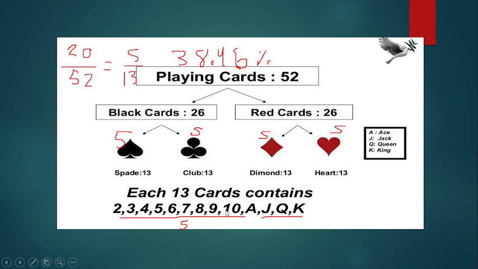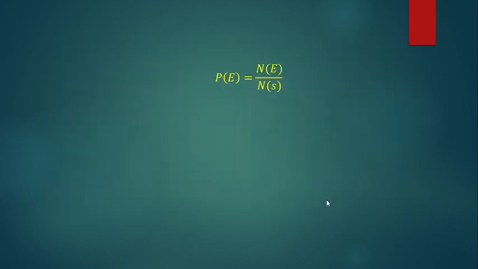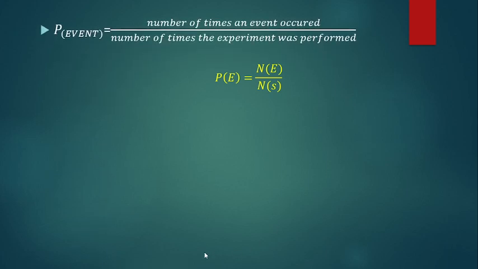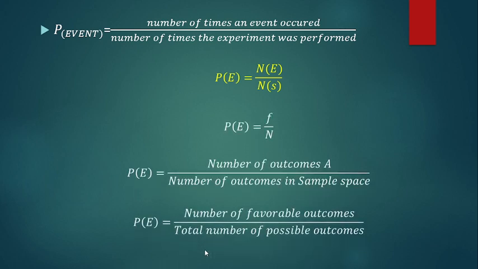Now, as we recall, these are the formulas that I have shown you with regards to probability. From the highlighted one, the probability of an event is equal to the number of events all over the number of sample space. Probably you could see the other formulas on the internet, but please remember this formula, the highlighted one.